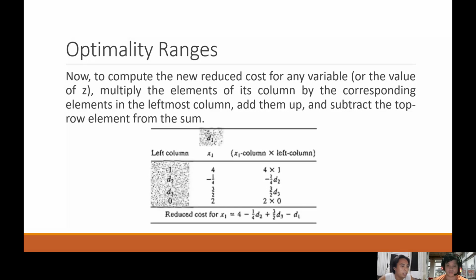So optimality ranges. In this figure, to compute the reduced cost for any variable, multiply the elements of each column by the corresponding elements in the leftmost column and add them up, and subtract the top row element from the sum.